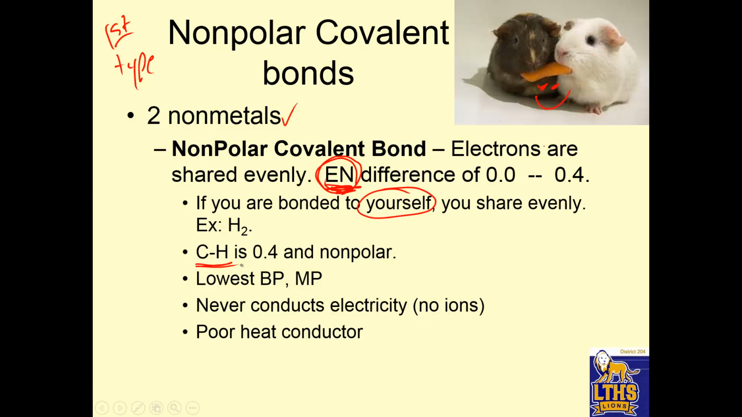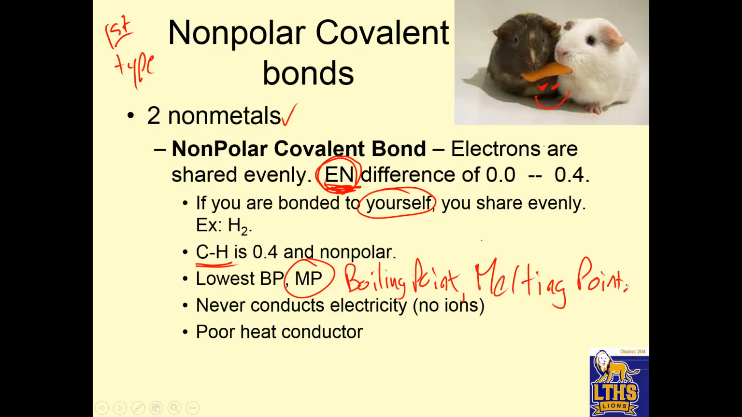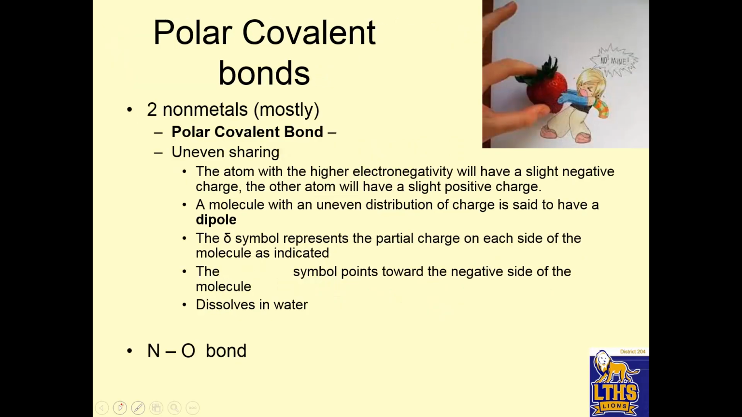Nonpolar covalent bonds have the lowest BP, that's boiling point, and MP, that's melting point. That would make sense: if you have the lowest boiling point, you also have the lowest melting point. Nonpolar covalent bonds never conduct electricity because there are no ions, and they are poor heat conductors.